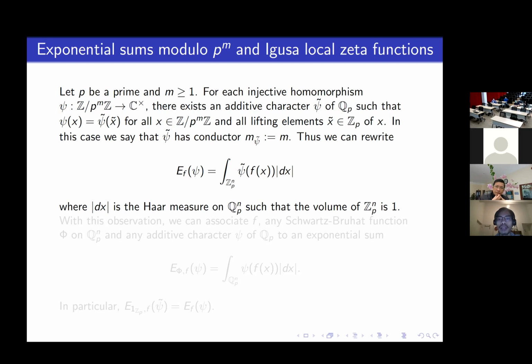We denote by m the conductor, and we identify this with m. So we can write again that E_f(psi) equals an integral over G_p to the n of the function psi tilde of f(x) dx. And this here is a Haar measure on Q_p to the n, such that the volume of G_p to the n is 1.